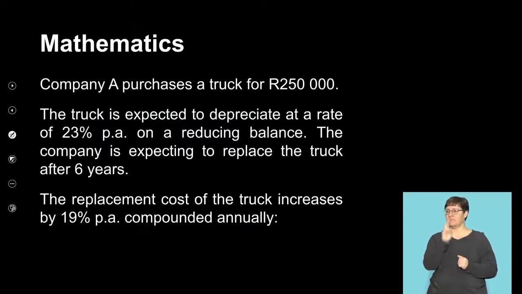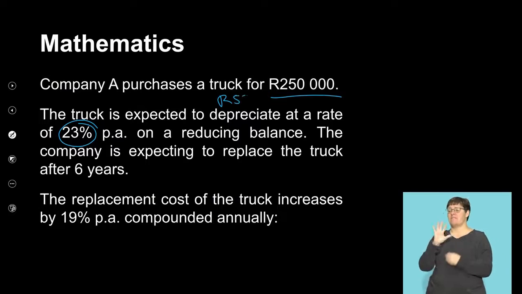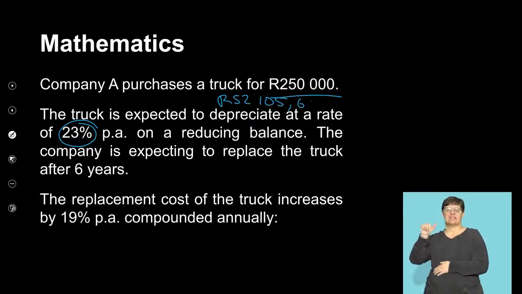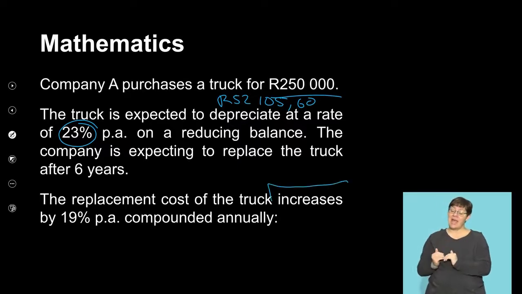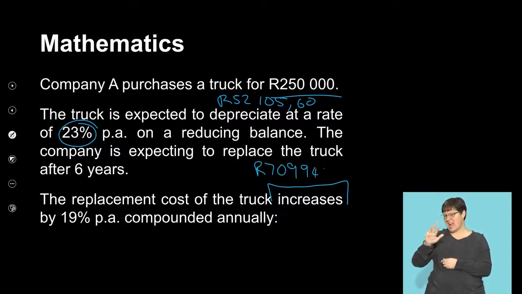So let's quickly recap the data that we have. We're still looking at the sinking fund. The company, as I said, purchased the truck for 250,000. It depreciated on a reducing balance and gave me a value of 52,105 and 60 cents. When I wanted to replace it, the price increased until it got to 709,000, I think 940 and 21 cents. I hope my memory is not failing me. And this was compounded on a month-to-month basis.